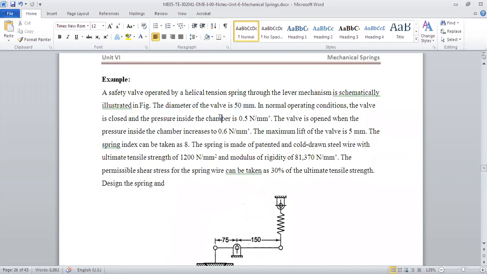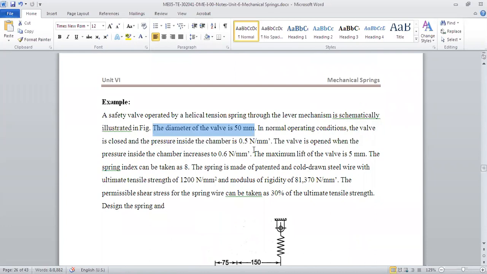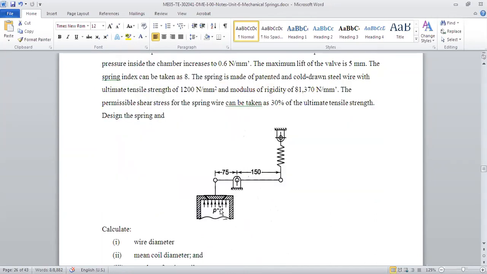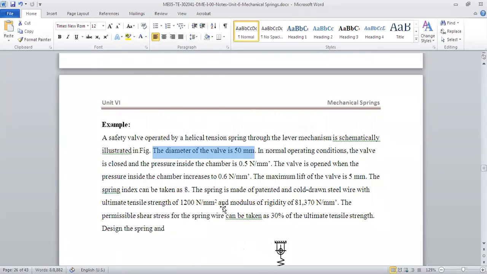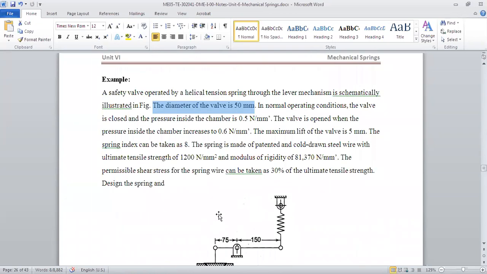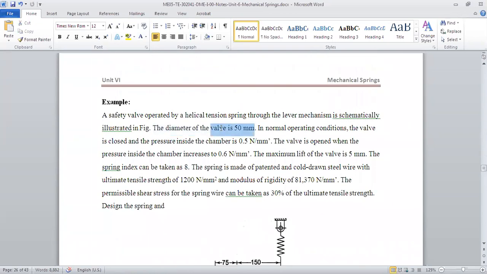Are you getting my point? I will again repeat. We have been given the diameter of the valve as 50 millimeter. That means what is the area of the valve? Pi by 4 d square, pi by 4 into 50 square. So we have the area of the valve, and pressure into area will give you the force. If we know the pressure, we can multiply by this area to get the force on the valve.